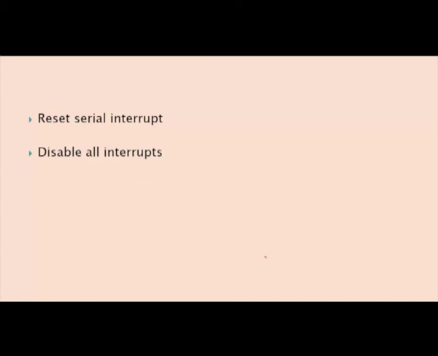So, how to reset the serial interrupt? Either you can give the control word, or the corresponding bit position with CLR. What is the corresponding bit? IE.4. By giving this instruction, the serial interrupt will be reset.